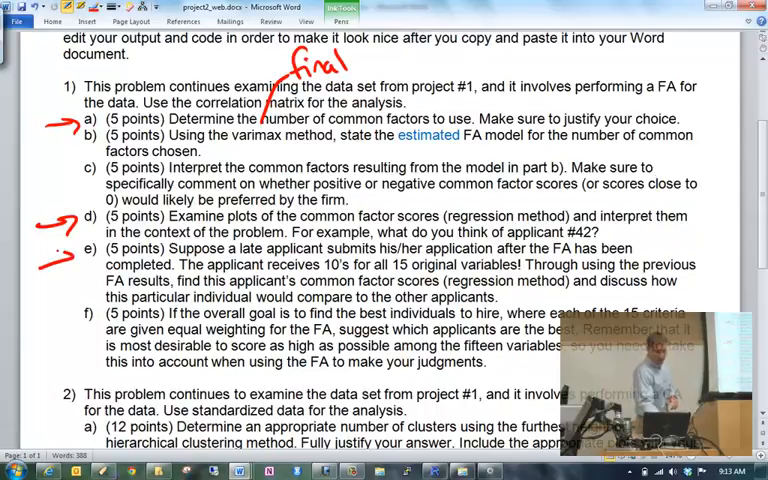Okay, and part E should sound familiar. Suppose a late applicant submits his or her application after the factor analysis has been completed. The applicant receives 10 for all 15 original variables. So this is like the perfect applicant. Now, if you're using the previous model, find what the applicant's common factor scores are.